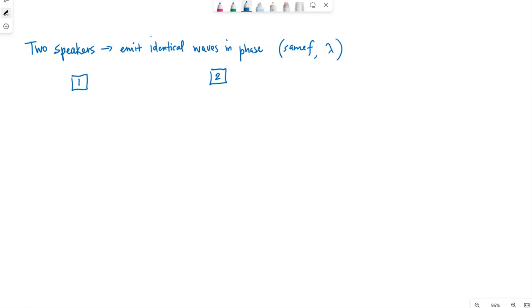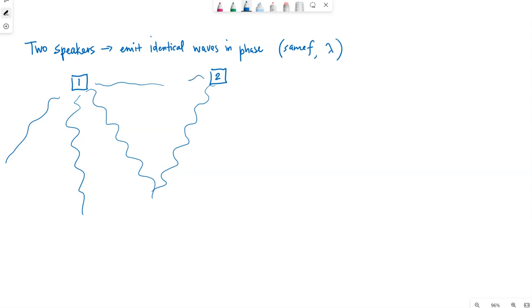So both of these are emitting waves. They're longitudinal, of course, because they're sound, but drawing a longitudinal wave is a challenge. They're emitting waves in all directions. And so some of these waves are crossing and interacting at the same location at the same time.